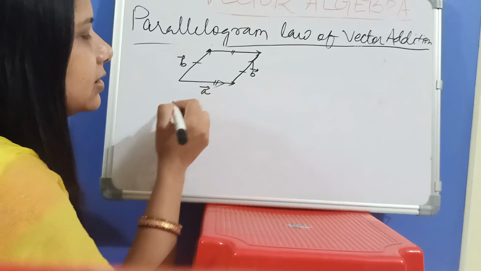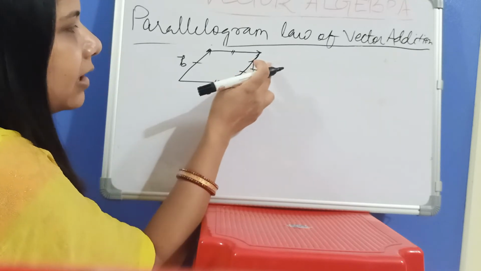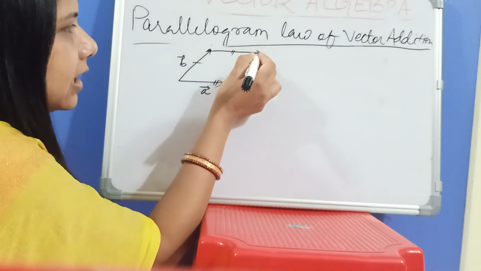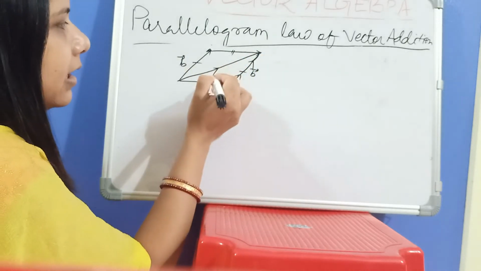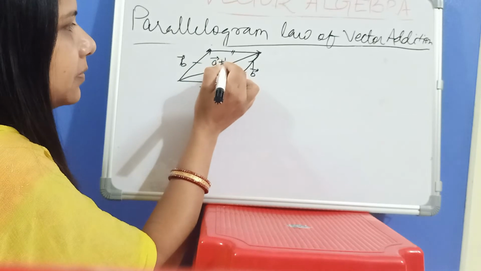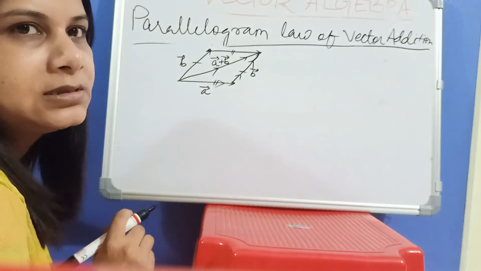So this direction is like this and this direction is like this. So from the triangle law of vector addition we can say that their sum is given by this, and this one becomes A plus B, and the direction will be like this.